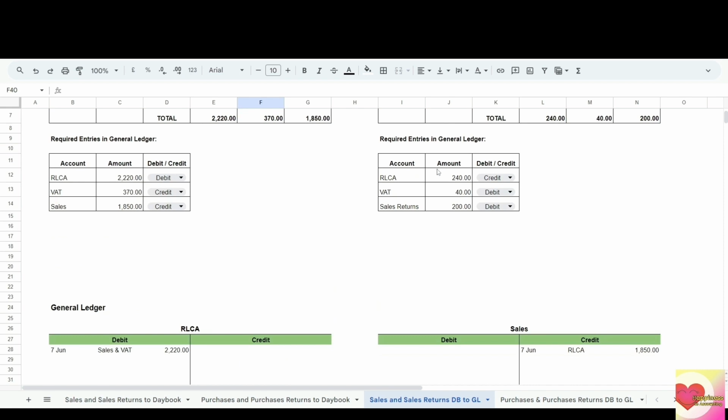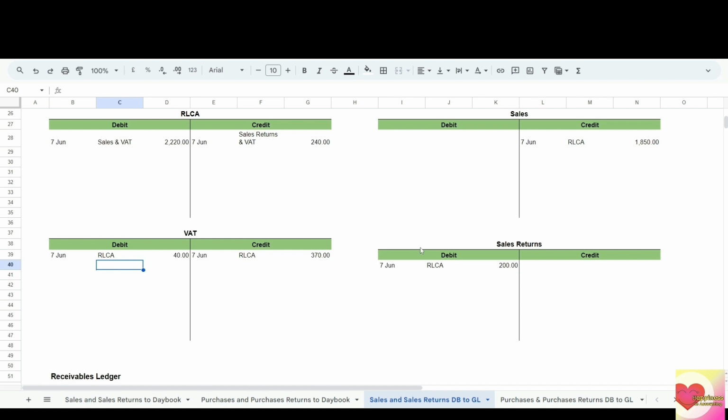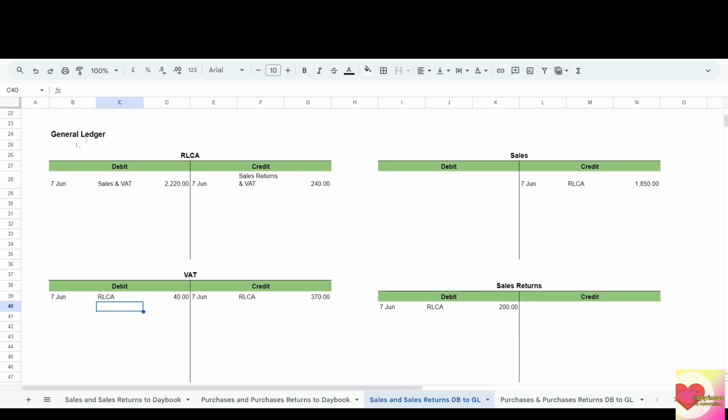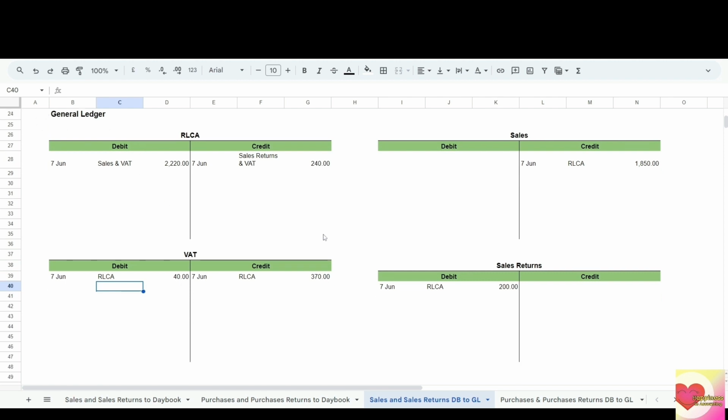So I will do the same for the sales returns daybook. So I will just come back when I'm done. So now I'm done transferring from sales returns daybook. It's just the same as what we did in the sales daybook. So this is how they look like in the general ledger.